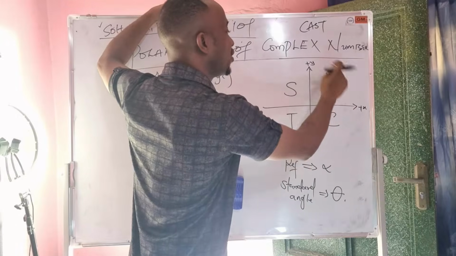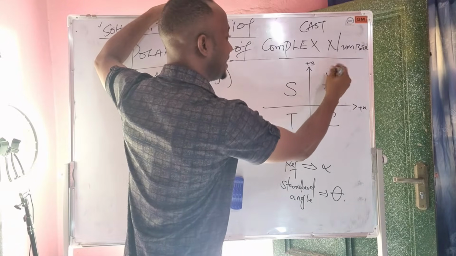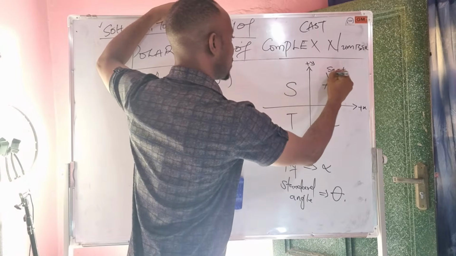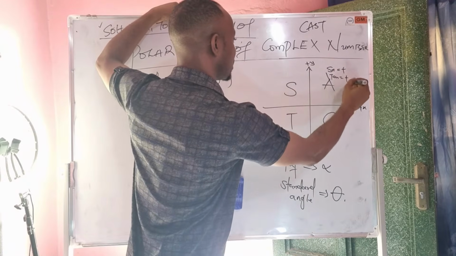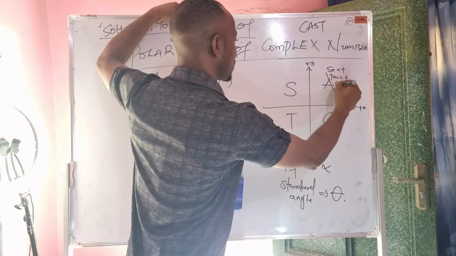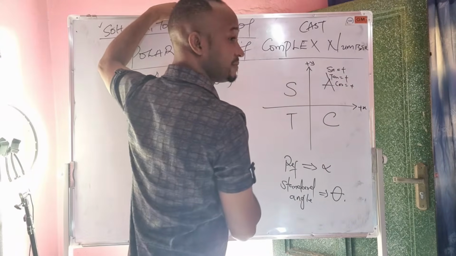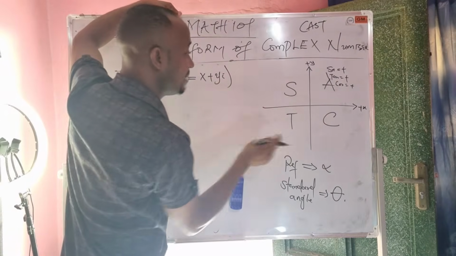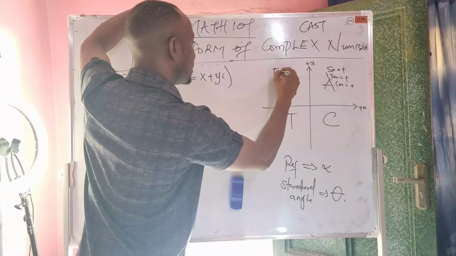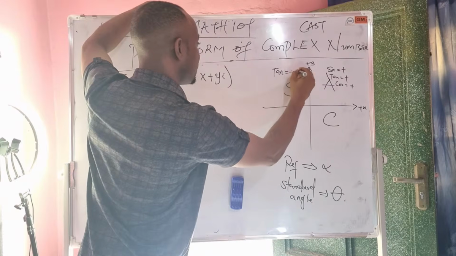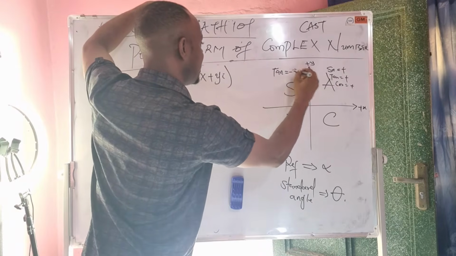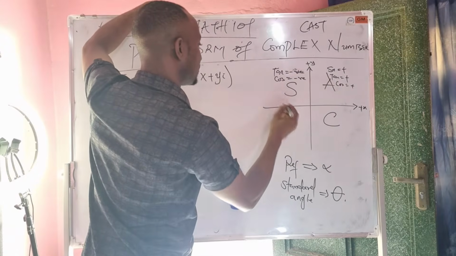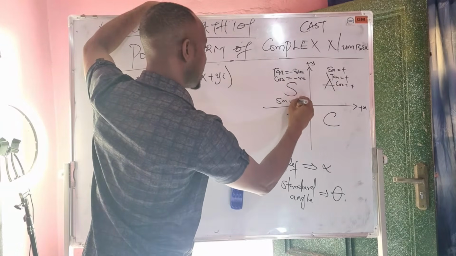So I can use any of these three to find it. I can use sine, because sine is positive. I can use tan. Tan is positive. I can use cos. Cos is positive. For this quadrant here, only sine is positive. That means my tan is negative, tan is negative, and cos is negative. But sine is positive.